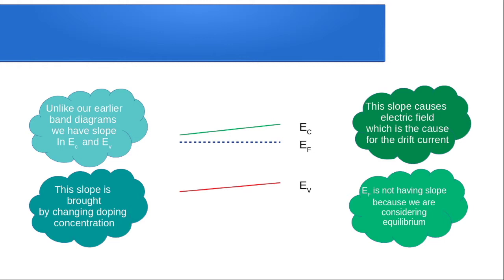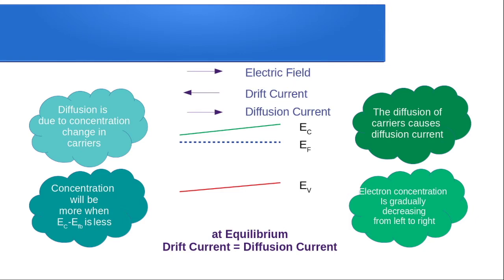And as you see in the figure, EF, the Fermi level, does not have a slope because we are considering the equilibrium condition. Since there is an electric field, there will be a drift current. And at equilibrium, we have to consider another factor of the current, which is the diffusion current. As you all know, the diffusion current is due to the difference in concentration of carriers.